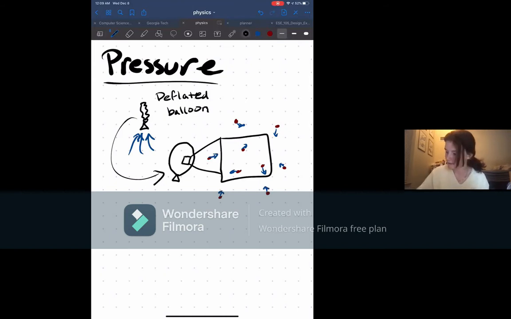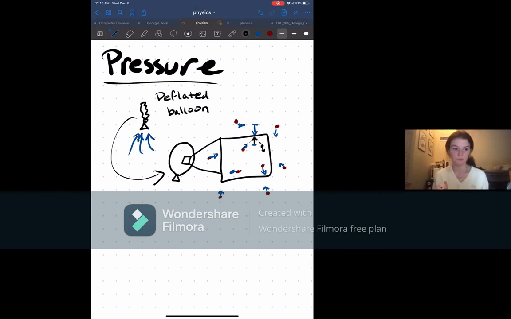And so whenever that happens, a particle hits into the side of the balloon, bounces off, and exerts some force that is perpendicular to the surface of the balloon. And so these particles on the outside are going to be exerting another force on the outside. And these need to be constant once you inflate the balloon, because the balloon is not accelerating outward or inward.